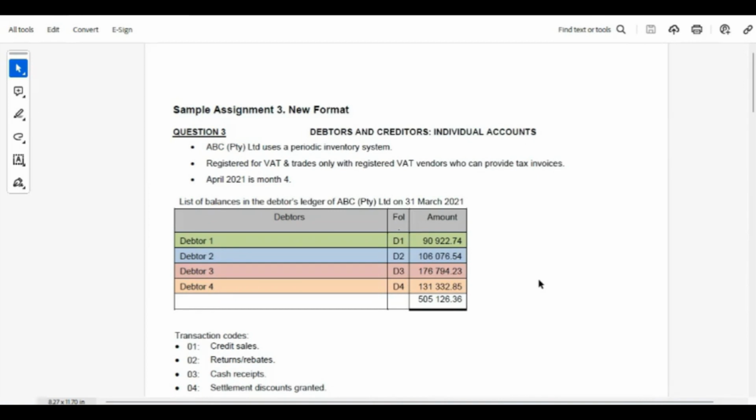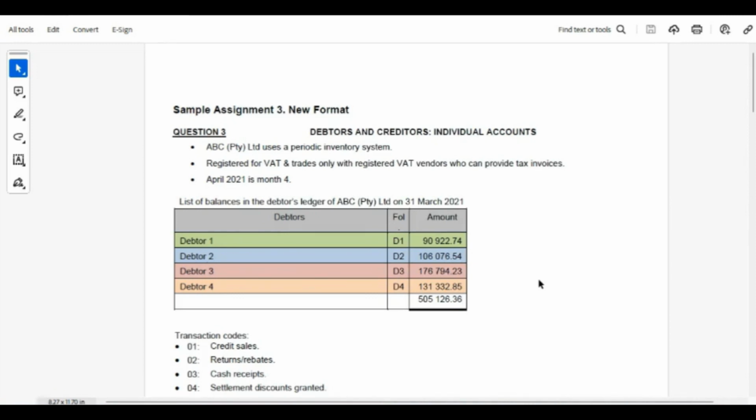So this is the question. It says, ABC, we're going to stick with our ABC company, uses a periodic inventory system. It's not as important as it was in our journals. They are registered for VAT and trade only with other VAT vendors. And April 2021 is month 4. Okay, so we just know that their year end is December.